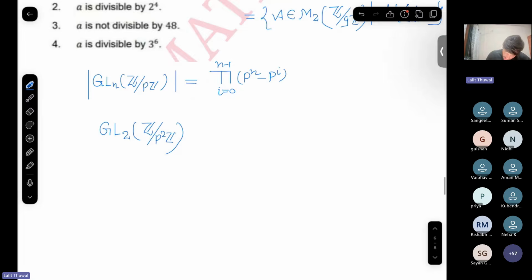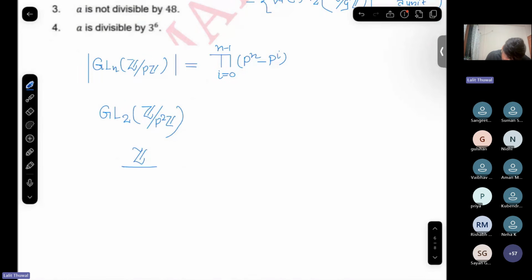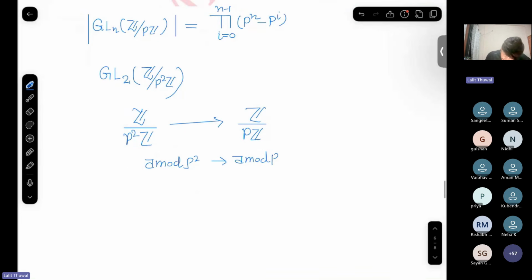See, first of all, there is a natural homomorphism from this to this, right? Which takes A mod P squared to A mod P. This is a ring homomorphism, right? So it will induce a homomorphism from this to this.